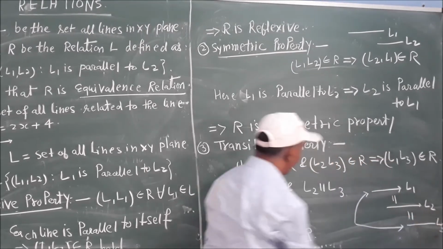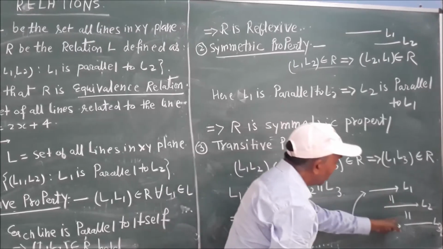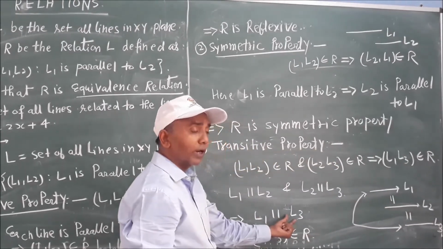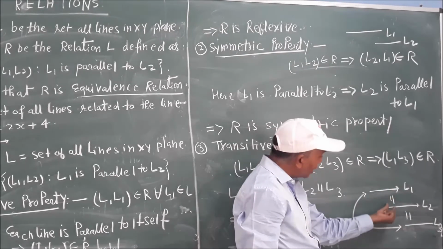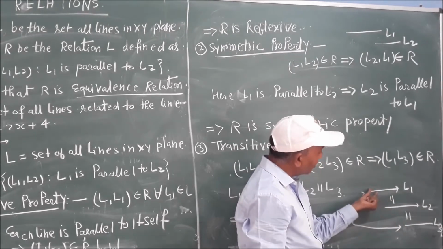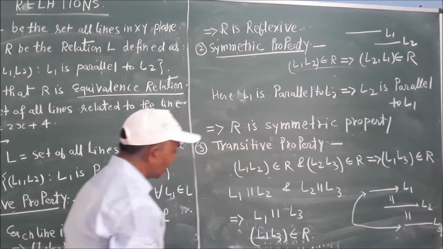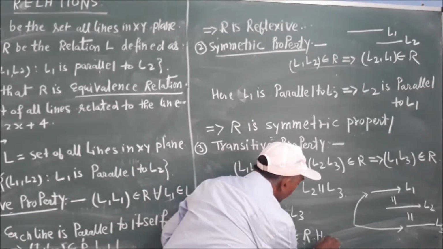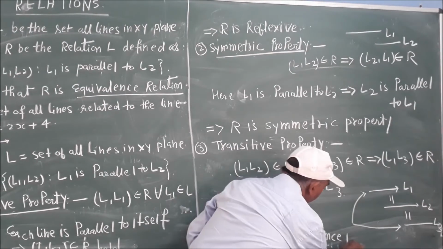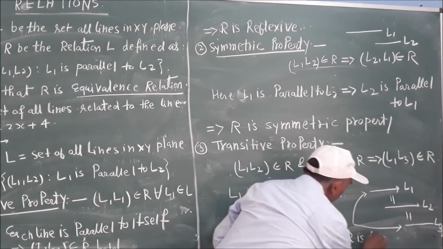L2 is parallel to L3. So what is the relation between L1 and L3? These two are also parallel lines. Because here L1 is parallel to L2, and L3 is parallel to L2. That means L1 and L3 both are parallel. So this implies L1 and L3 belong to R. Hence R is transitive.